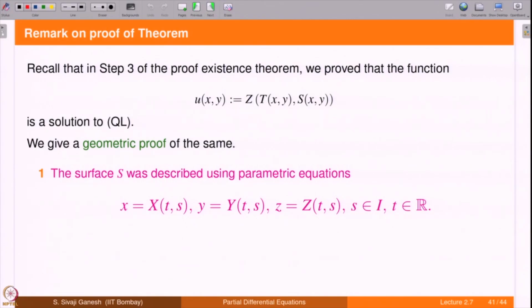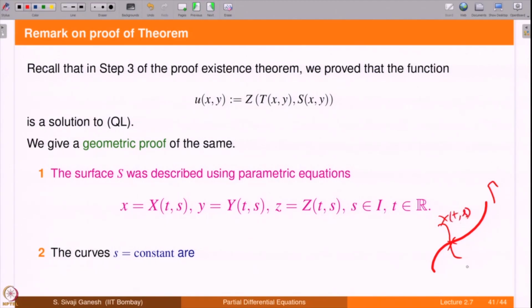Surface S was described using these parametric equations, x(t,s), y(t,s), z(t,s), fine. The curves s equal to constant, what are they? They are the characteristic curves. This is gamma, fix s on this is x(t,s). So, if s is fixed, it is a characteristic curve. Characteristic curve means what is the tangential direction? First of all, it is a curve. Therefore, (xt, yt, zt) is the tangential direction. So, this is tangent, but it is a characteristic curve. Therefore, the direction is actually (a, b, c). Remember this.